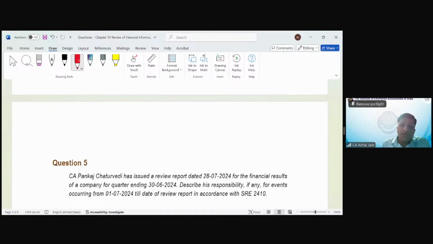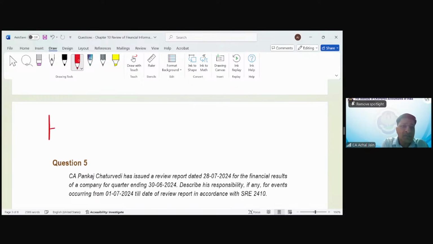CA Pankaj Chaturvedi has issued a review report dated 28th July 2024 for the financial results of a company for the quarter ended 30th June 2024. Describe his responsibility, if any, for the events occurring from 1st July 2024 till the date of review report in accordance with SRE 2410. Over to you.